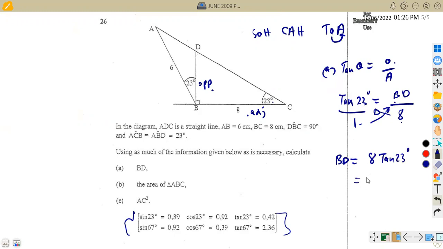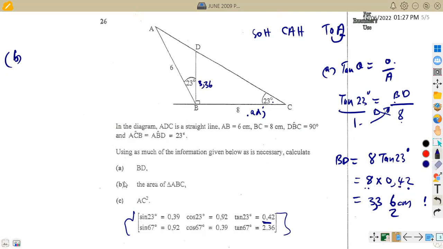So 8 times tan 23, which is 0.42. So 8 times 0.42, that's 8 times 2, 16. I've got 1 here. 8 times 4, which is 32, plus 1, which is 33. Our decimal places are 1, 2. So it's going to be 3.36. This is BD, sorry, which is in centimeters. Okay, so that was the A part. So we now have this BD here.